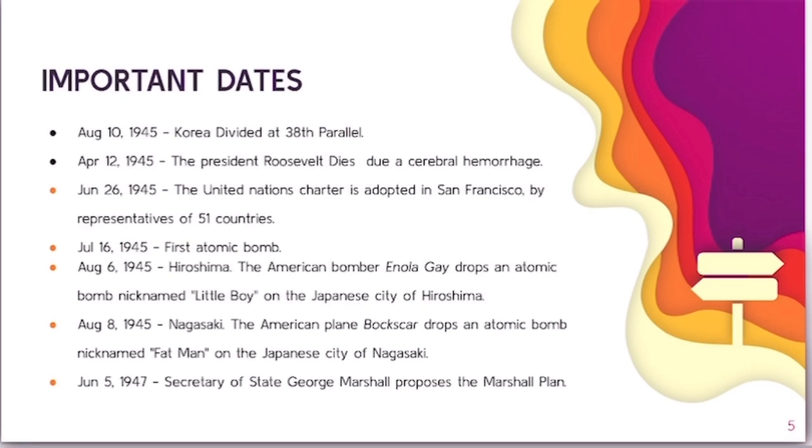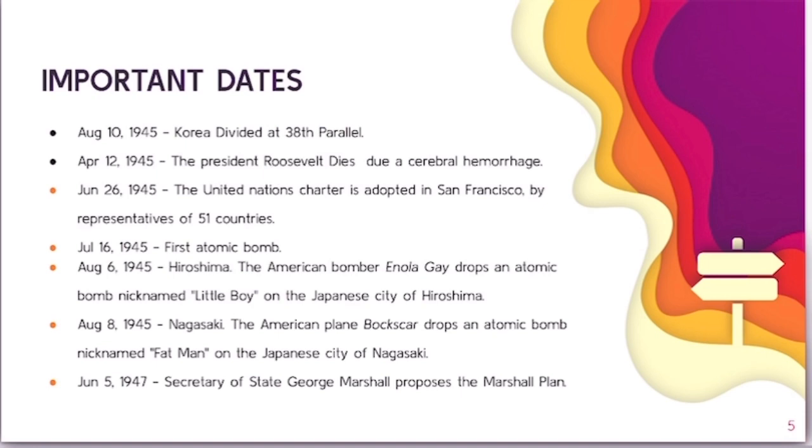Then on July 16, the first atomic bomb was sent, and it affected a lot of people, and this is when society started noticing this war called the Cold War. A little after, on August 6th, the Hiroshima bomb: the American bomber named Enola Gay drops an atomic bomb named Little Boy on the Japanese city of Hiroshima. This is worldly recognized, the Hiroshima bomb.